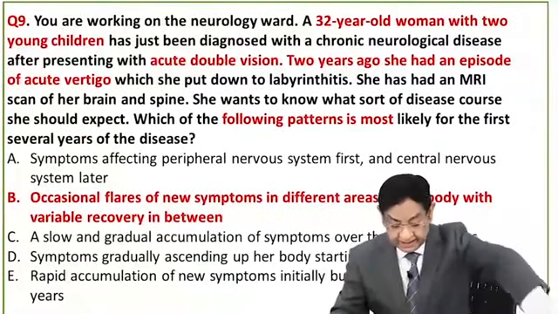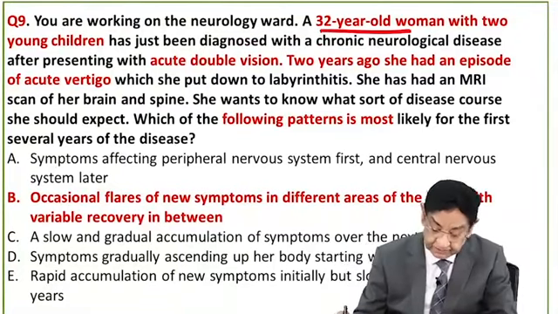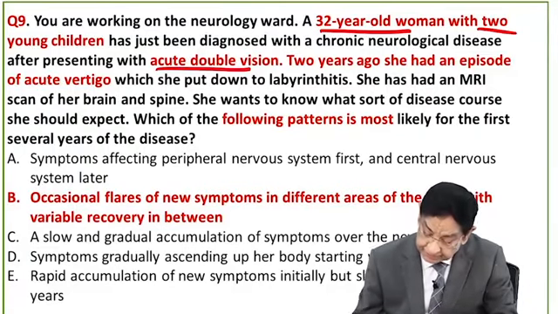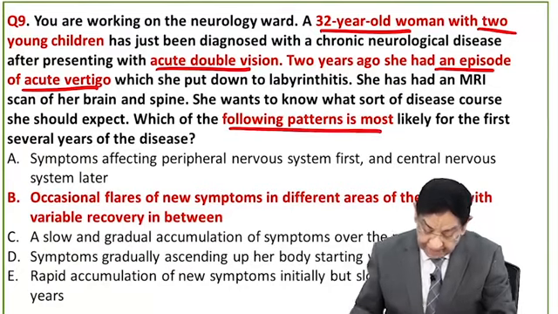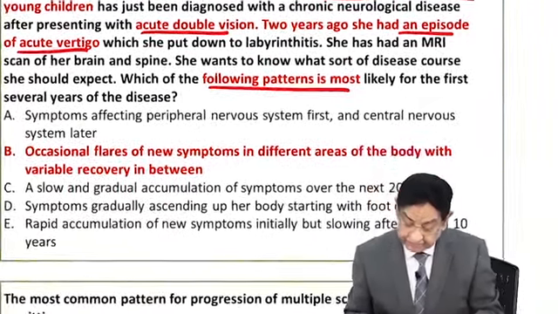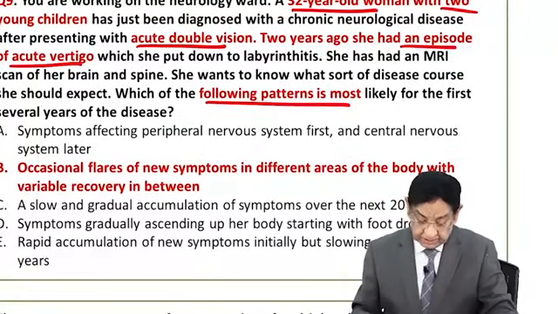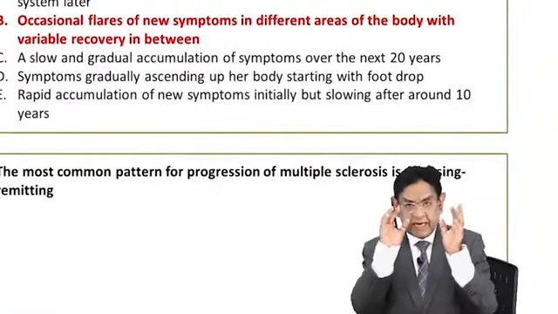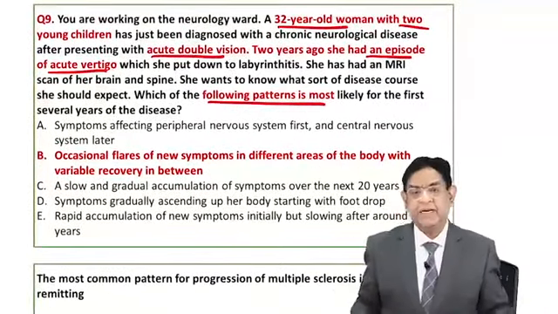Question number 9. A 32-year-old lady with 2 children, double vision, had an episode of acute vertigo, and the pattern is most likely in the first year of life. Something very interesting. What they are asking about, you must have read the question very clearly. We have a patient of multiple sclerosis.